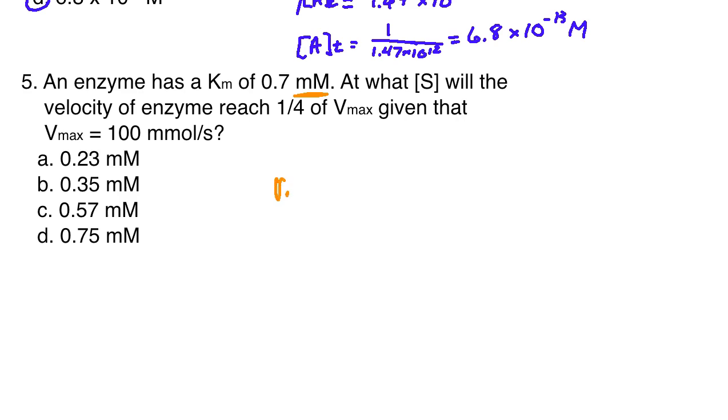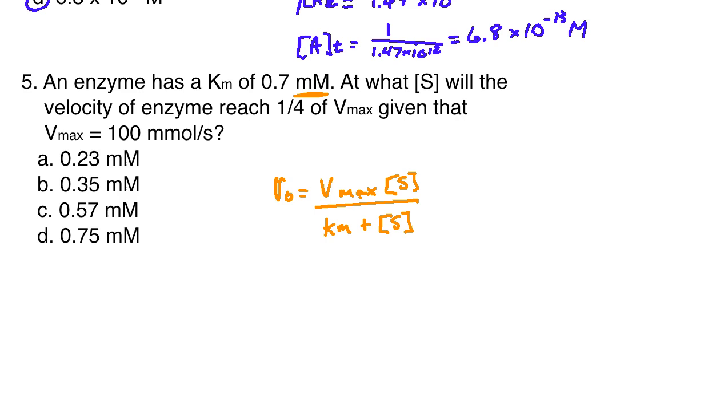So V naught is going to be equal to Vmax times the concentration of substrate that I'm interested in, over Km, which is another substrate concentration at half Vmax, plus the substrate concentration. So we know Km and Vmax. And it turns out we also know V naught, because if we read through this carefully, it says that V naught is going to be 1/4 of Vmax. That's what we're trying to find the value of as far as the substrate that's going to be associated with that, or the concentration of that substrate.